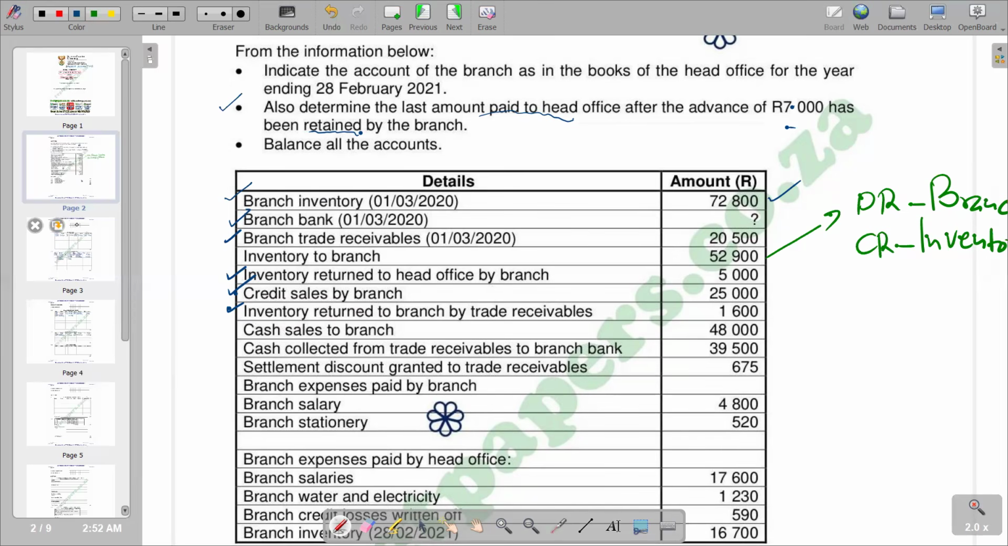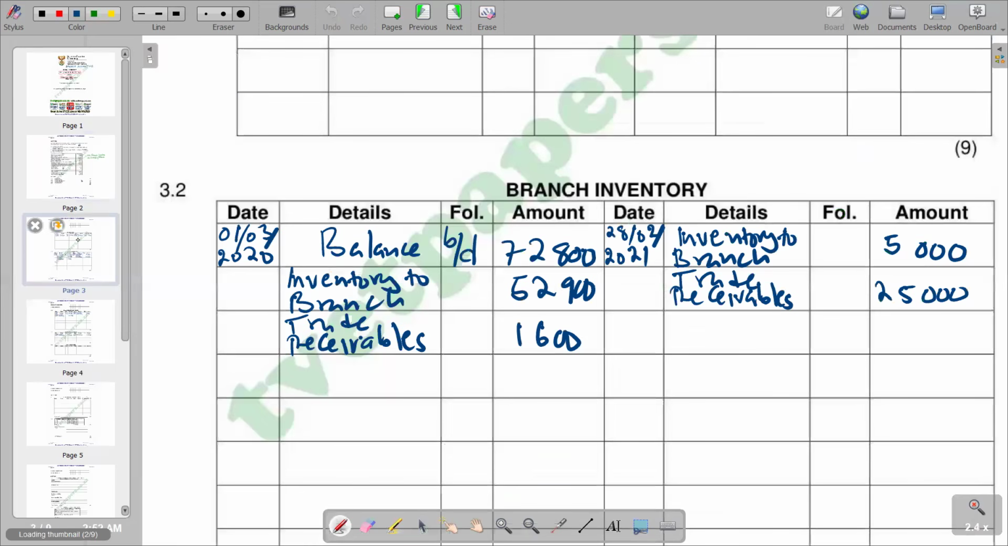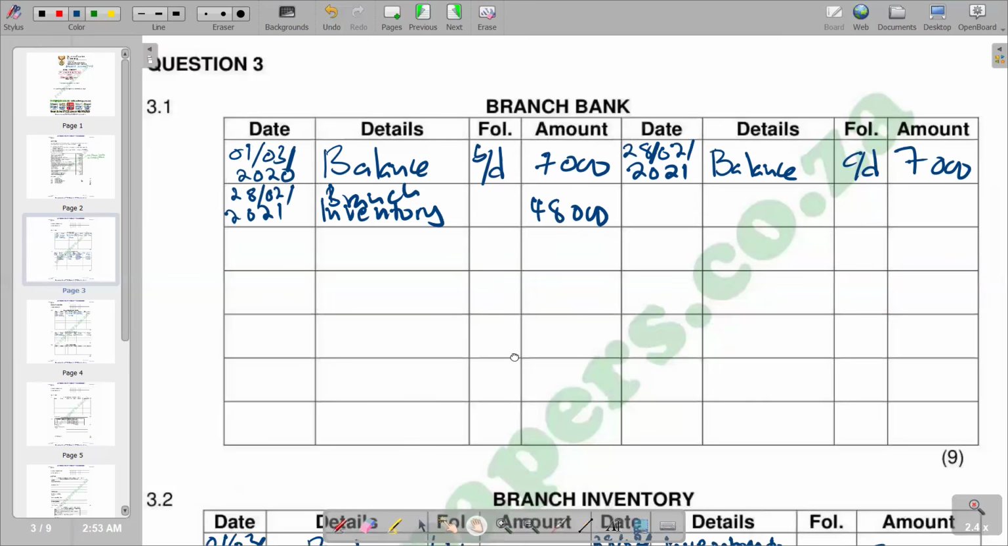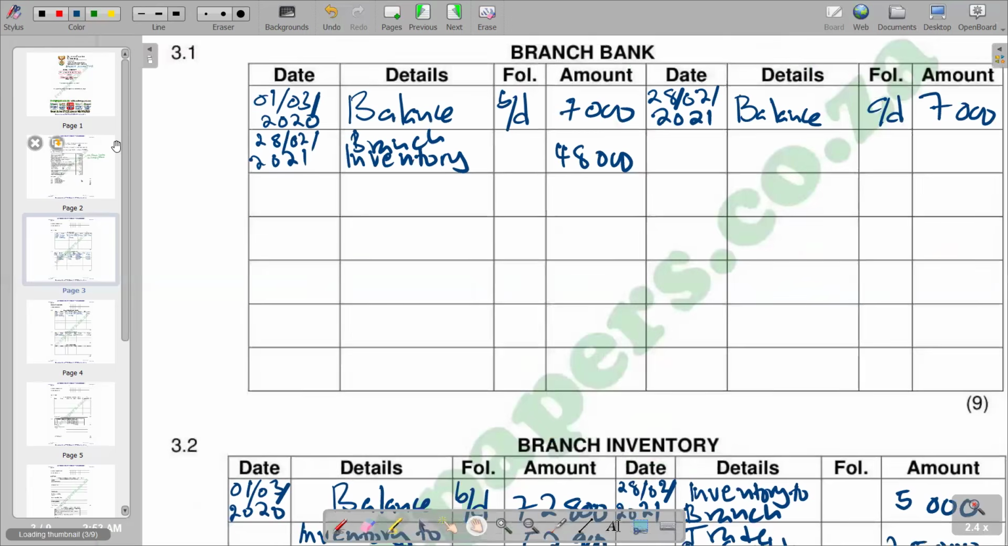So we can start with branch inventory. We credit our branch inventory. So we come to branch bank. And then we go to branch bank and debit 48,000 from branch inventory. So remember, debit the bank, credit branch inventory. It's 48,000. So we can just indicate it as our 48,000. So this is what we have.